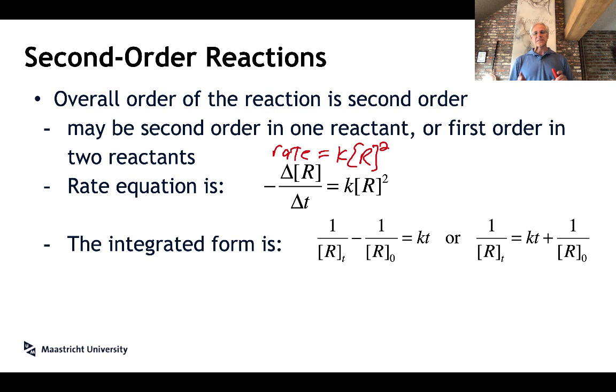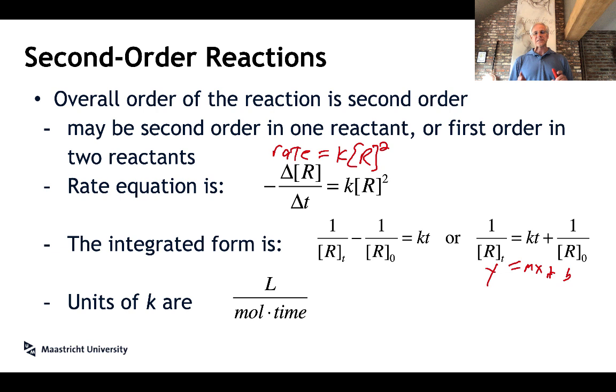We have 1 over concentration of R at time t minus 1 over R at time 0 is equal to KT, or we can rearrange that into a linear form as well, where we have something that looks like y is equal to mx plus b. And so that tells us what we would need to plot on our y and our x axes and what else we could find. The units of K here are different. They're liters per mole per time, or it's also inverse molarity time. So you get some really weird units for the rate constant. That's okay. We don't need to worry about that a whole lot.